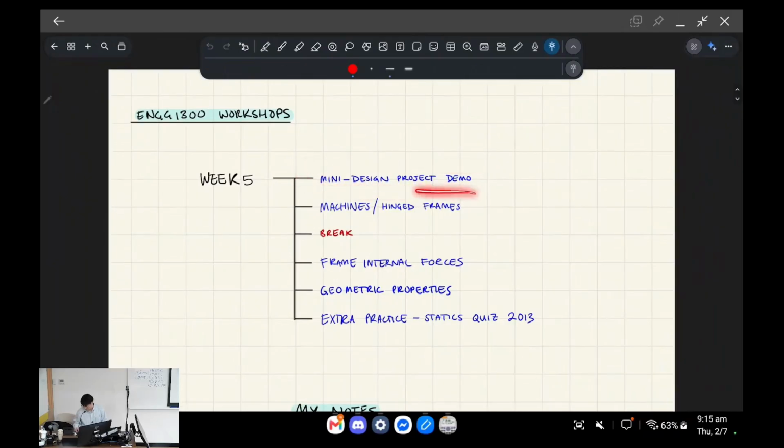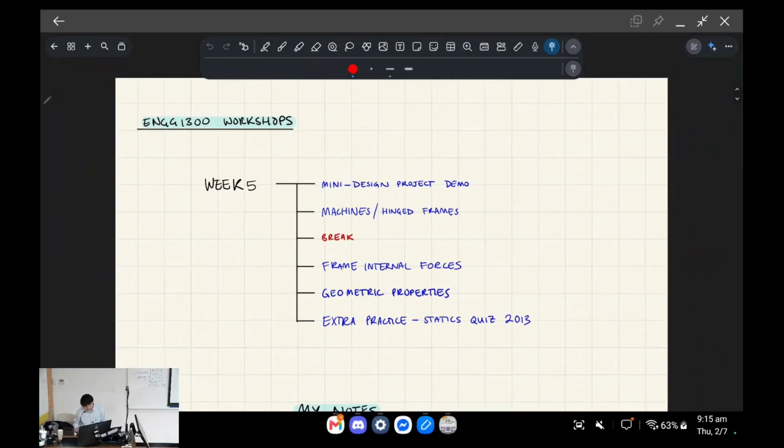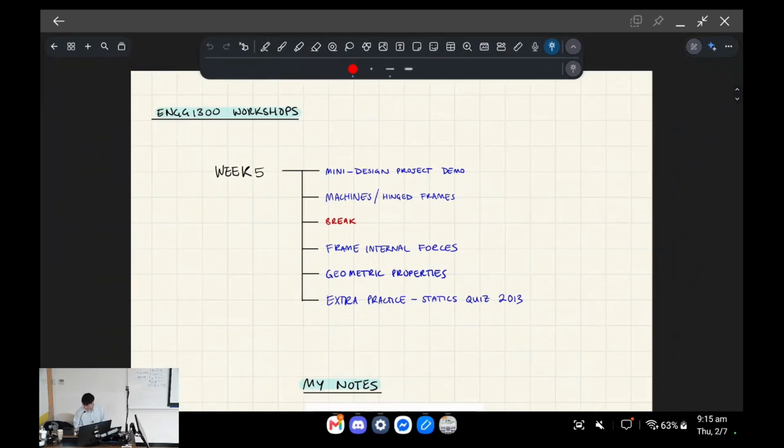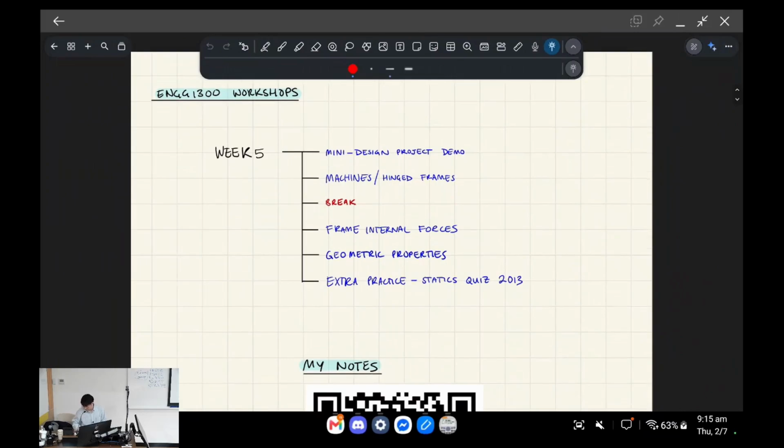Because in the interest of time, I have quite a few topics to cover. These three topics are all kind of big, especially these two. So I'm going to skim over this and then spend more time on these three. I'm going to talk about how hinges work in frames and how they give you a bit more information in order to solve support reactions. And then I'm going to talk about for frames, how to solve for internal forces.